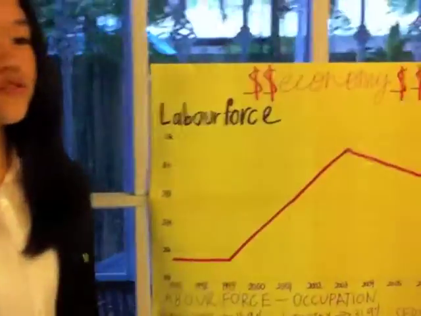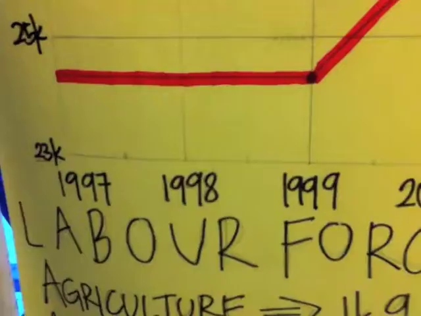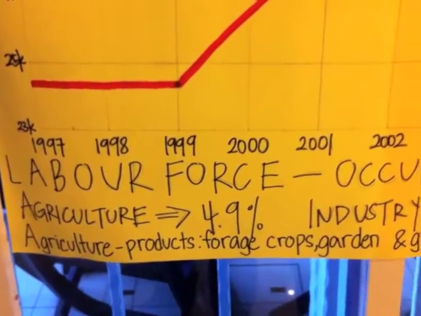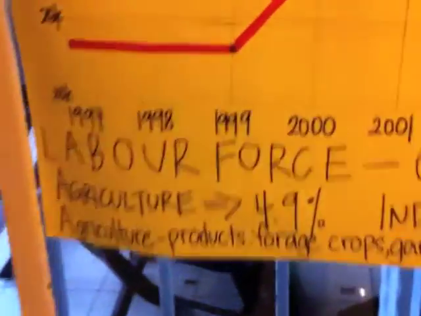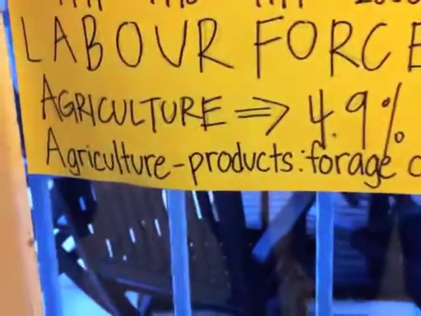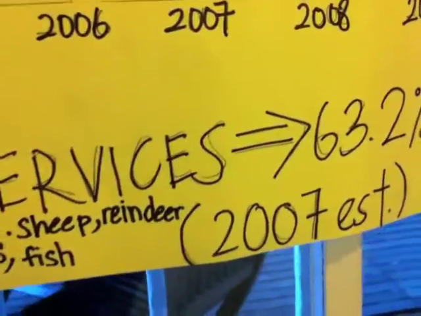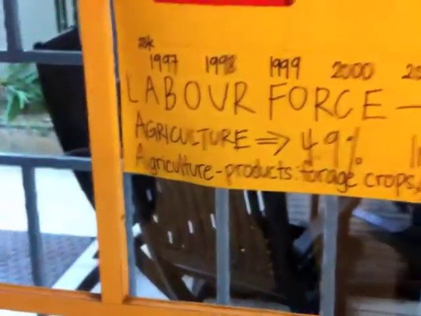The labour force of the country was 28,240 in January 2009, and the unemployment rate of the country was 6.8% in 2007. The labour force by occupation is 4.9% in agriculture, 31.9% in industry, and the other 63.2% in services. This is a 2007 estimate.